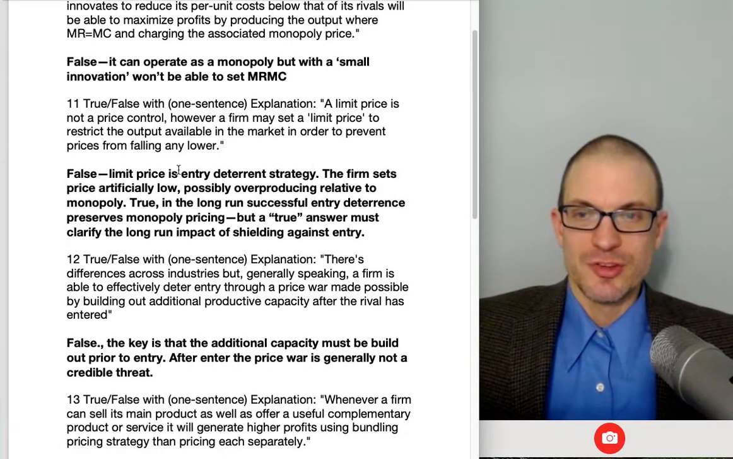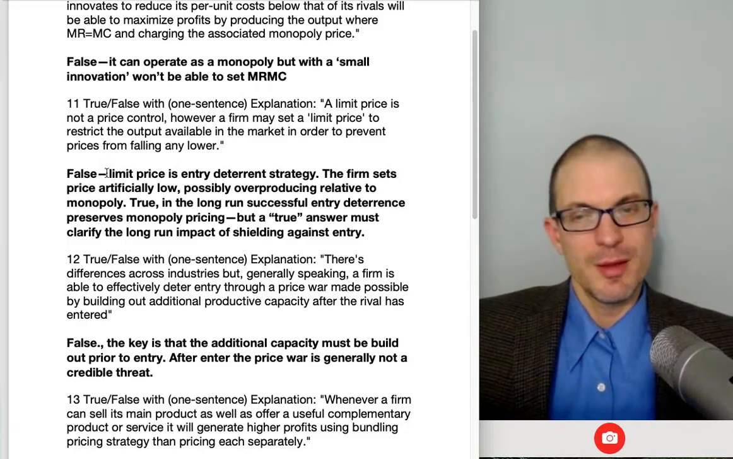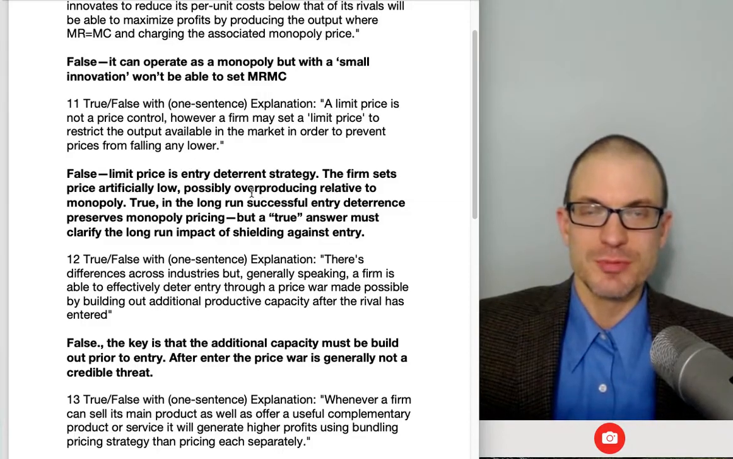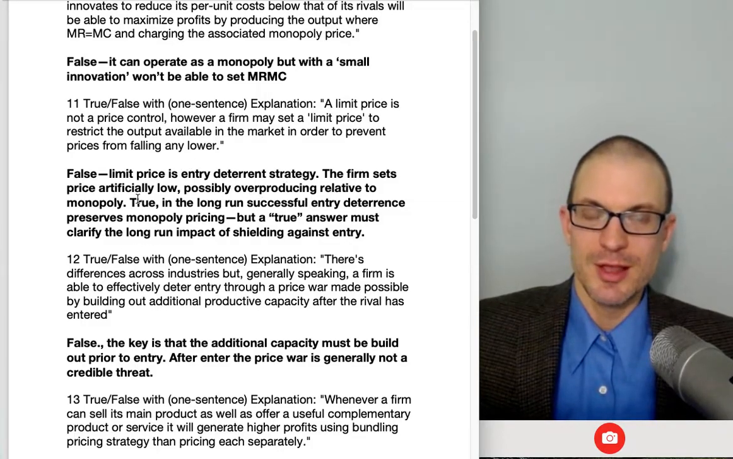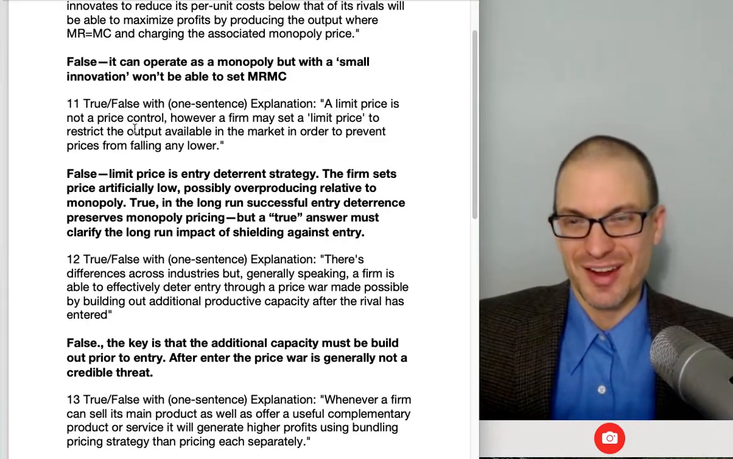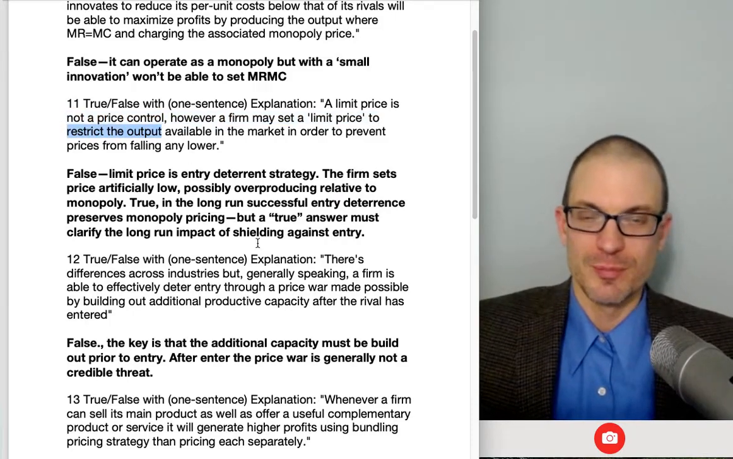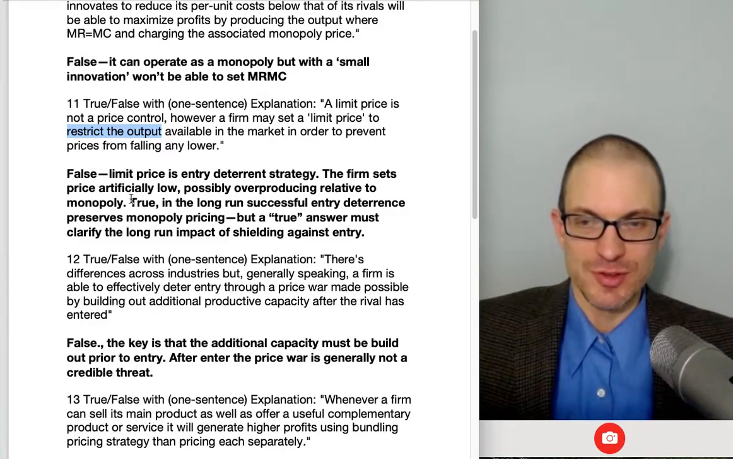All right, so limit price is not a price control. Well, limit price is an entry deterrent strategy. The firm's going to set the price artificially low, possibly overproducing relative to the monopoly. So we're not actually going to see output restricted. We're going to see maybe more quantity produced than in the absence of limit pricing.